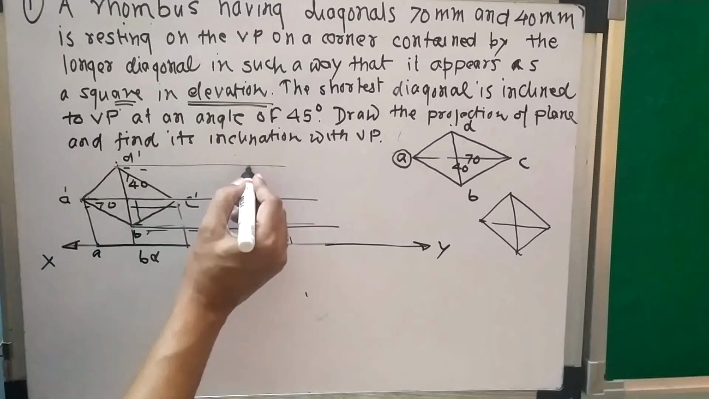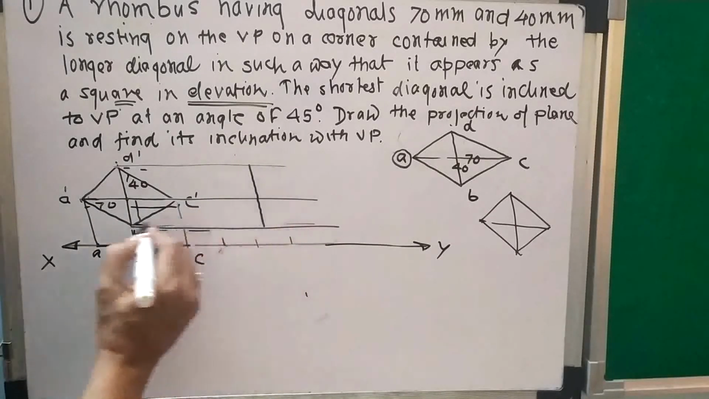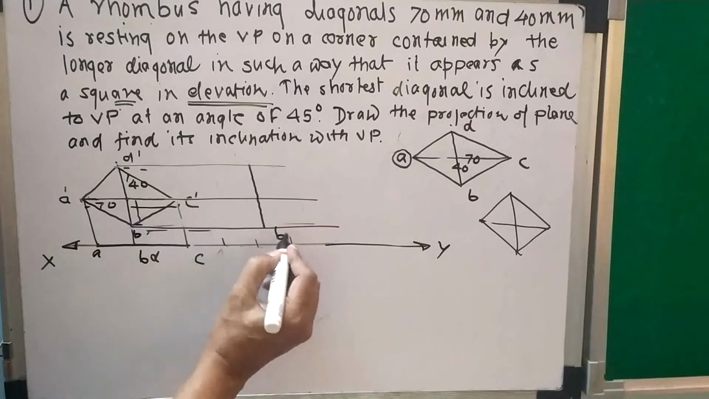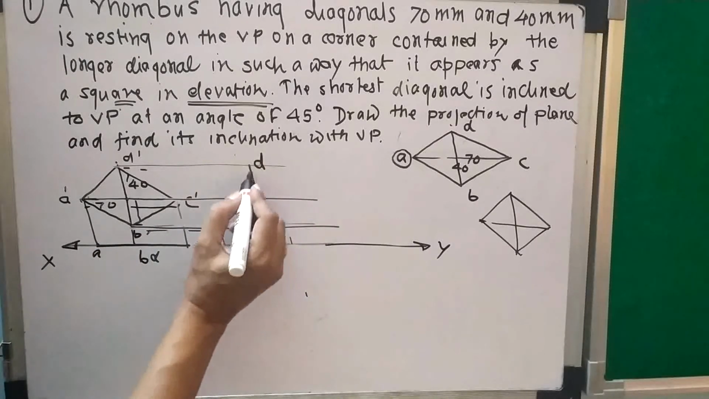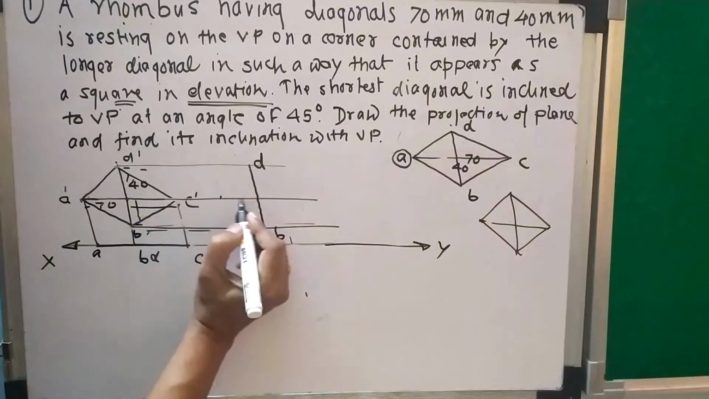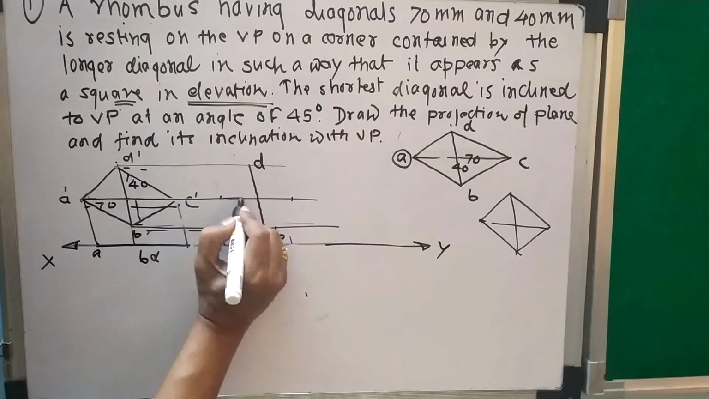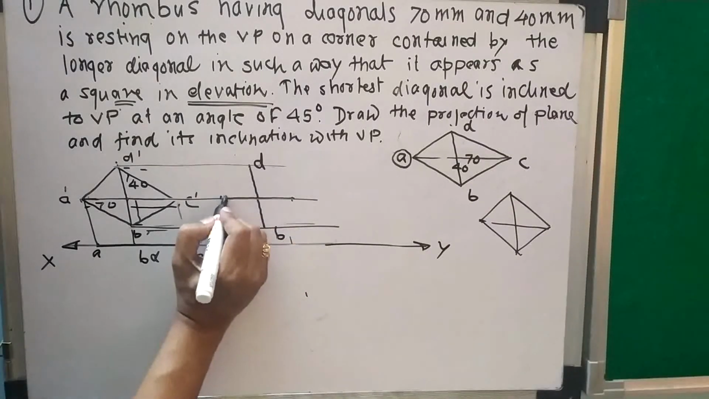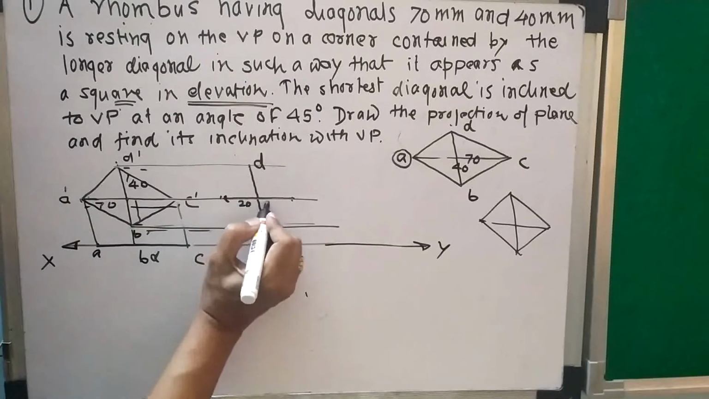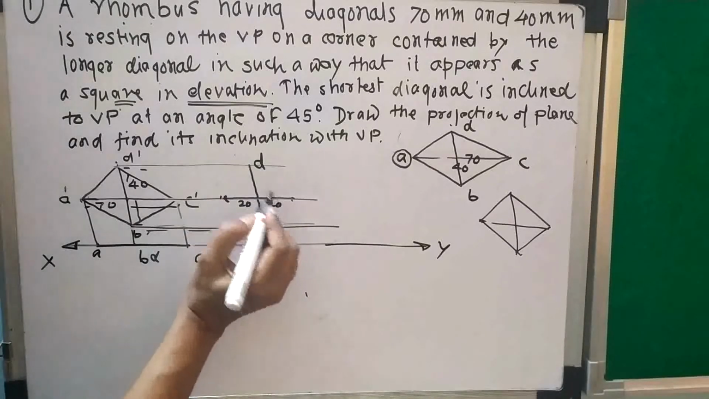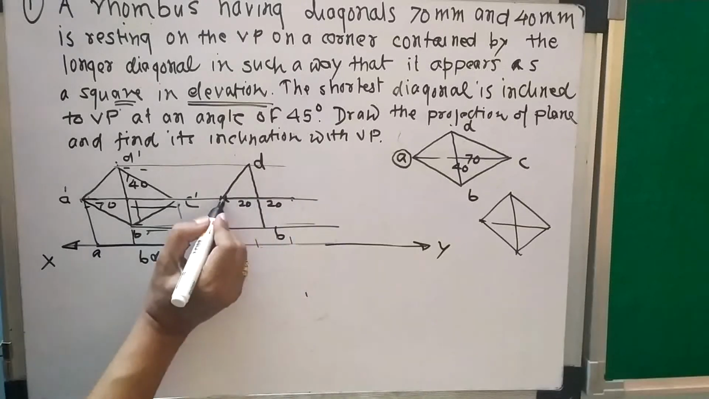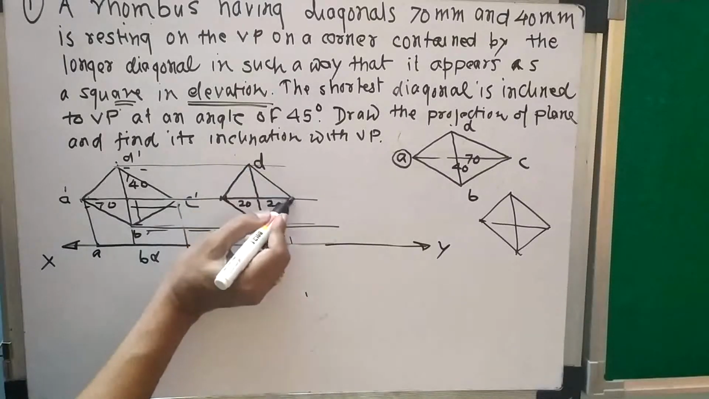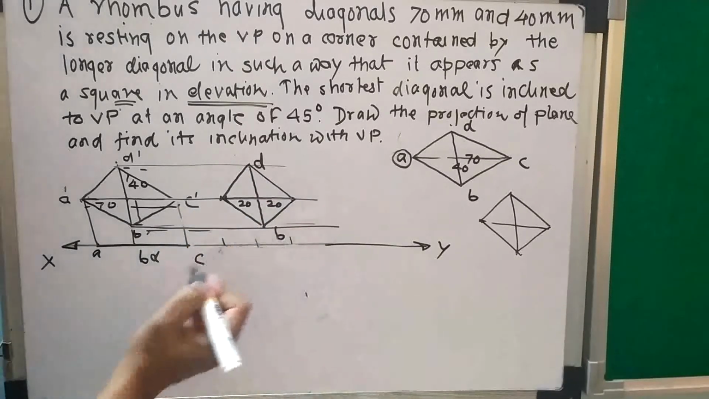Then this diagonal is as it is. This is BD, which is of 40. Then this is also of 40. So this diagonal is 40, 20 on this side, 20 on this side. And then I will join this, so I will get a square.